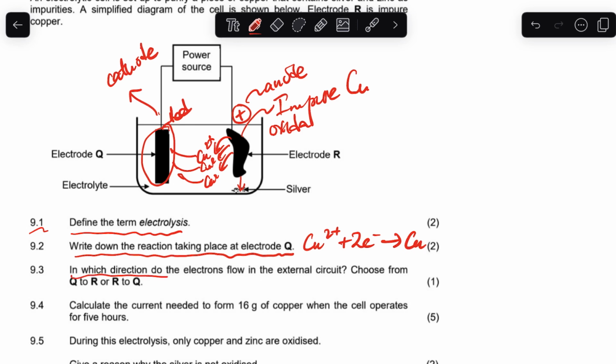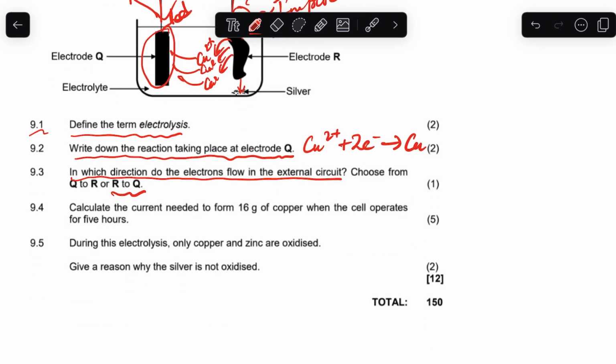Now it says in which direction do the electrons flow externally, which is they flow from R to Q, from the anode to the cathode there. Now 9.4, it says calculate the current needed to form 16 gram, that's the mass of copper, when the cell operates for 5 hours. That's the time. So it's 5 hours, you times by 60 minutes and times by another 60 seconds, right?